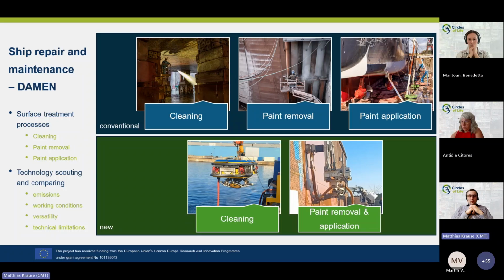In addition, thanks to an interchangeable head, the equipment is also versatile, which allows not only performing one of the sub-processes, but applying the technology for, in this case, paint removal and application of paint. And the robot on the left does not require docking of the ship, which can also be an advantage.